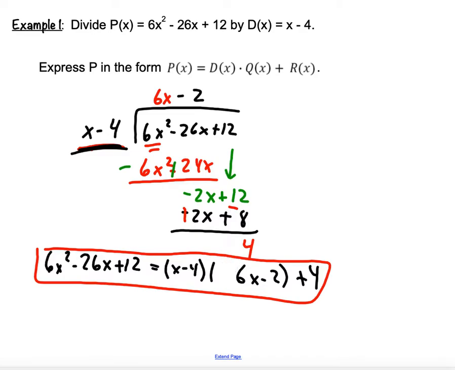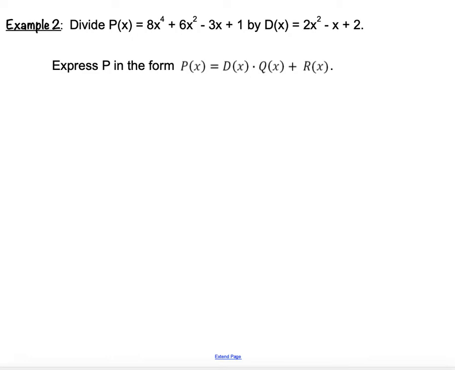All right, let's try another one of those. Over here, we've got put what's underneath the box. Now, something else to know about these is if your polynomial is missing one of the terms. So we have 8x to the fourth, and then we jump to a 6x squared. We're missing x to the third, so we're going to put in a 0x to the third there.